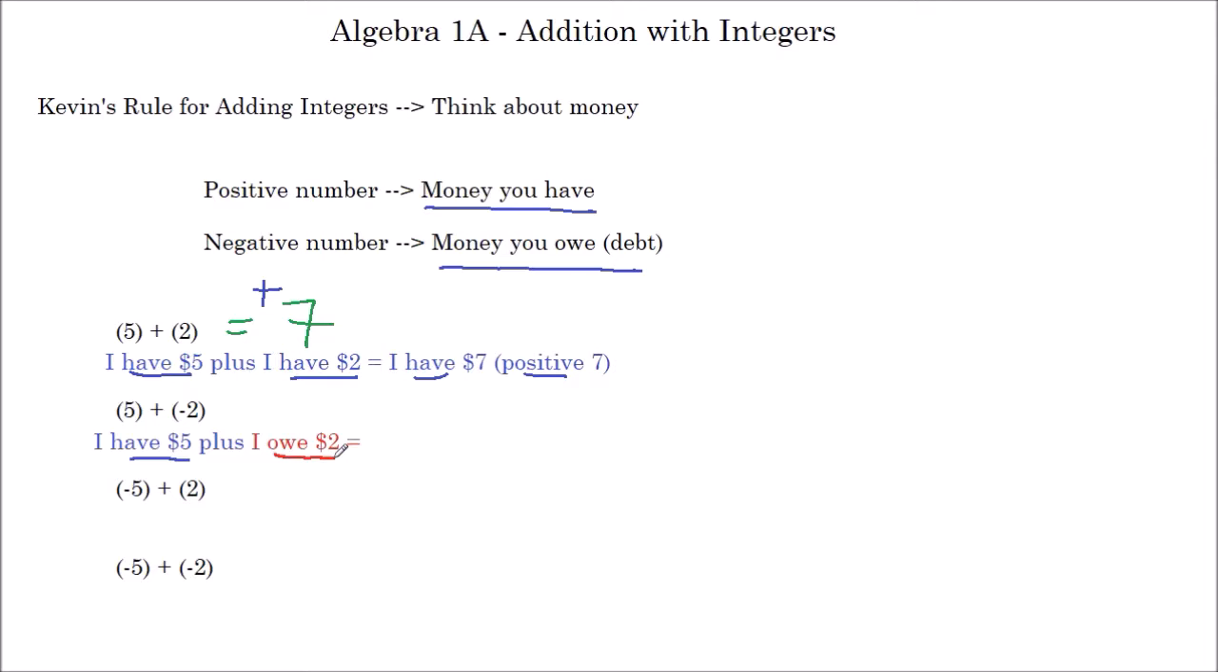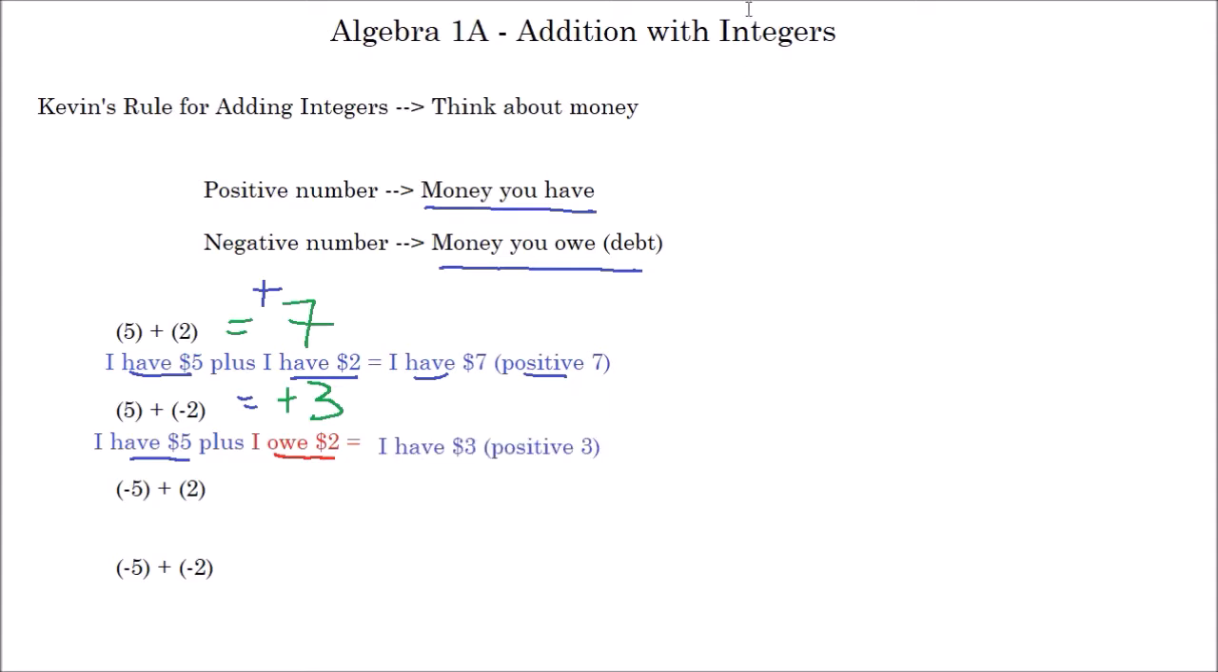So when I combine this, these will actually count against each other. You could think of this like subtraction, where we have the $5 and we're going to take away the $2 that we owe the friend. When we do that, this is going to be positive 3. I would still have money.